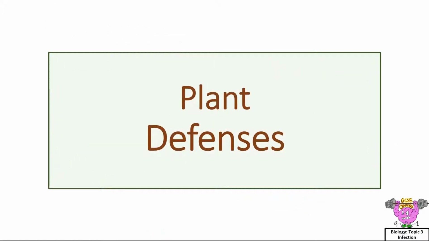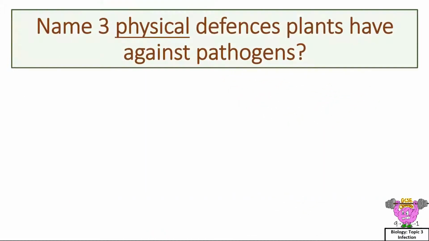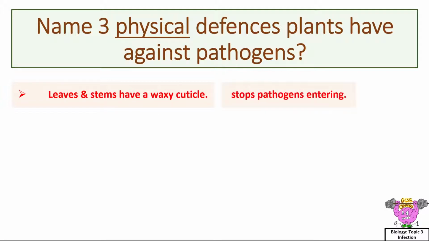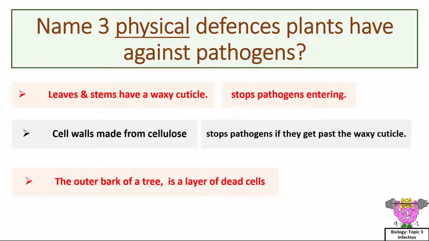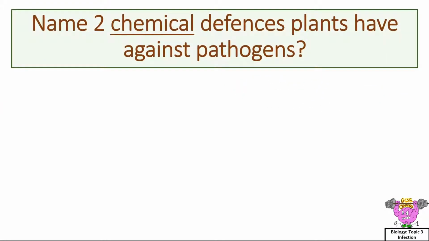Plant defenses. Name 3 physical defenses plants have against pathogens. Leaves and stems have a waxy cuticle, which stops pathogens entering. Cell walls are made from cellulose, which stops pathogens if they get past the waxy cuticle. The outer bark of a tree is a layer of dead cells that stops pathogens entering.